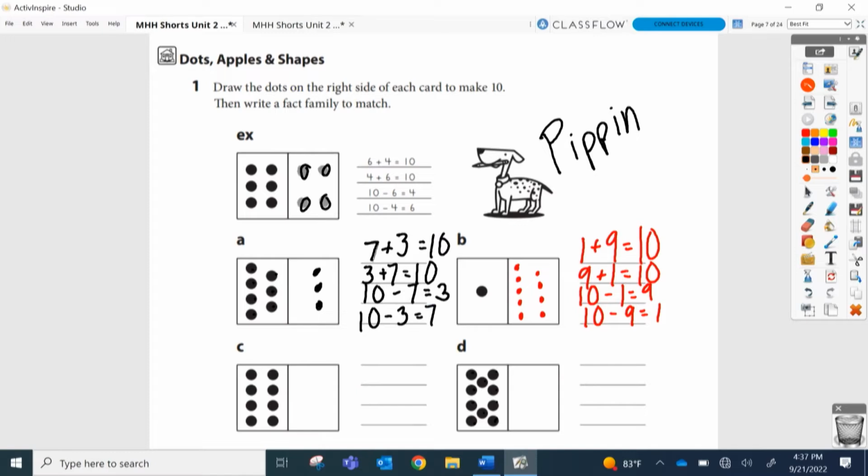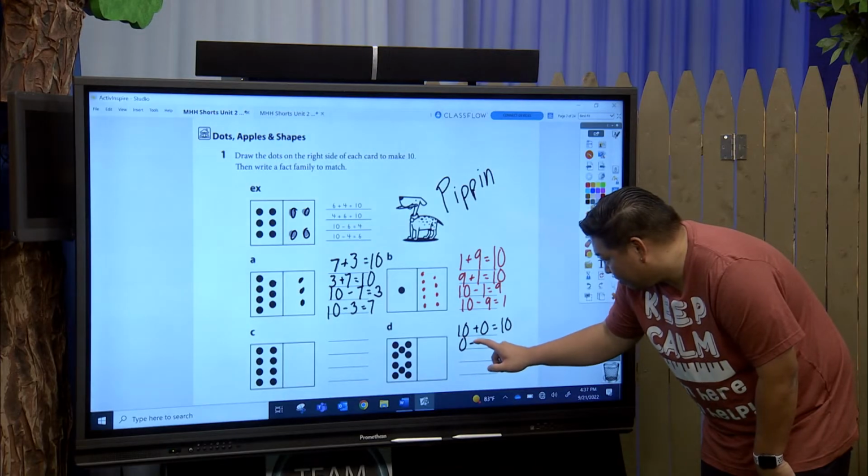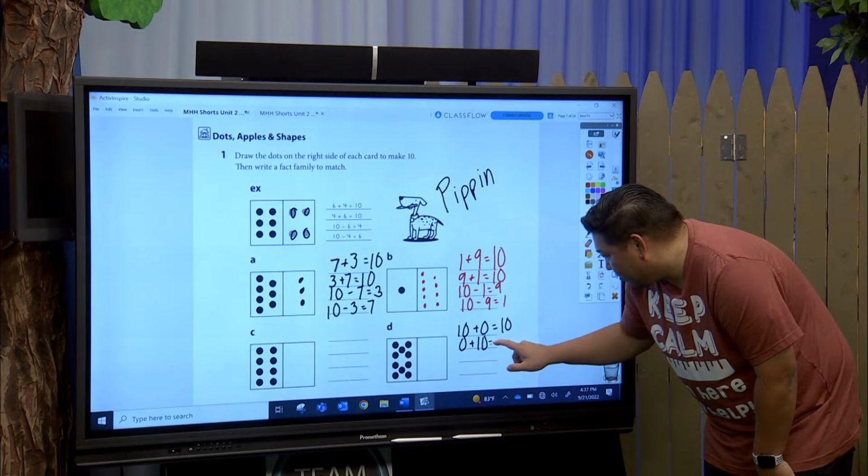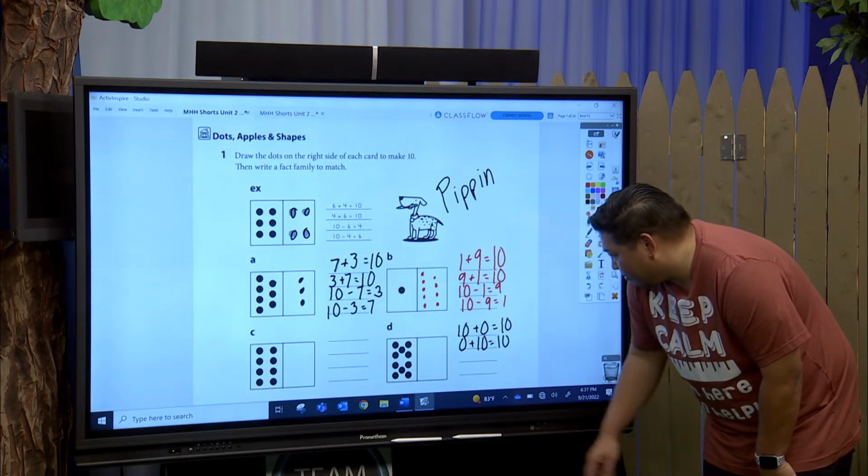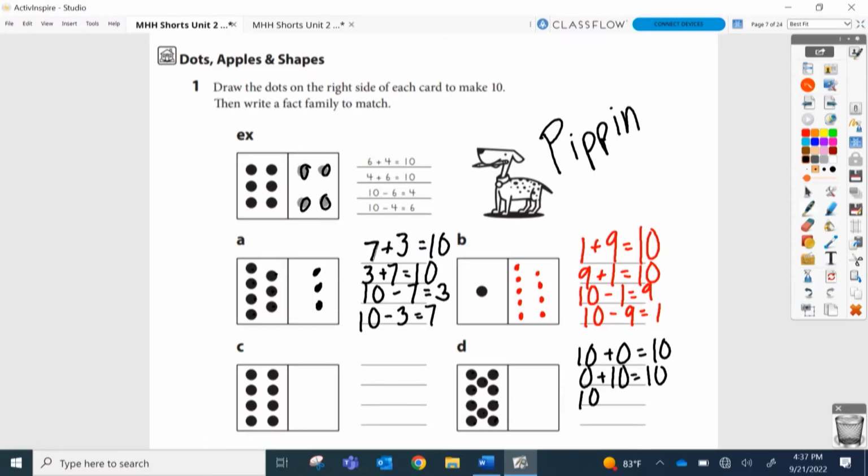That's pretty cool. So then how do we write our fact family? Well, I guess we start with 10 plus 0 equals 10. All right. And you could say 0 plus 10 equals 10. And then if we're going to subtract, we got to start with the 10. 10 minus 0 equals 10. Or, what's the other one, Mr. Teng? It would just be 10 minus 0 again. Oh, 10 minus 0 equals 10.